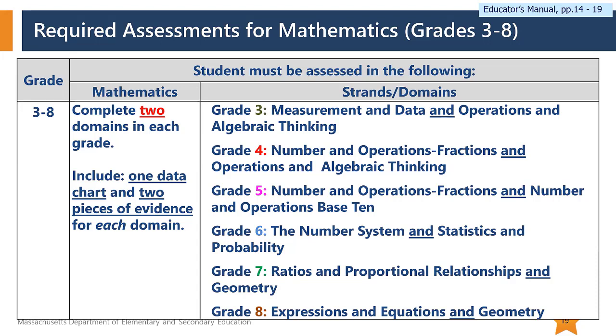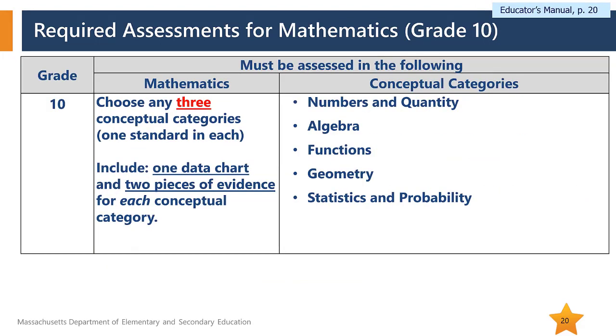Now let's look at high school. For high school math, you're going to choose any 3 conceptual categories. They stopped calling them domains at high school. Don't ask me why, I don't know, but that's what they call them. There are 5. You only have to choose 3. There's numbers and quantity, algebra, functions, geometry, statistics, and probability.